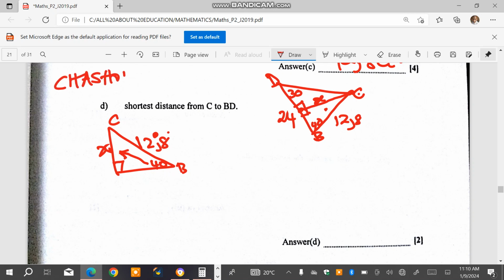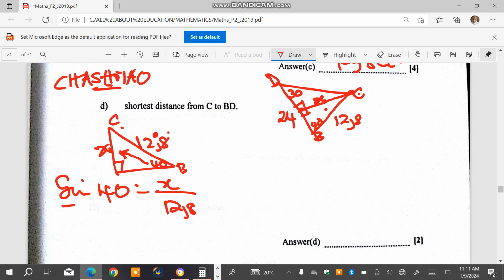Remember SOH CAH TOA: opposite over hypotenuse gives sine. So I'm going to use sine. I'm going to say sine 40 degrees is equal to its opposite, which is x, over its hypotenuse, which is 12.8. Then that over 1, I do cross multiplication. So 1 times x, I'm going to obtain x equals 12.8 times sine 40.